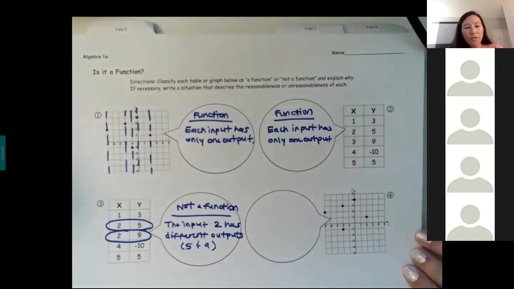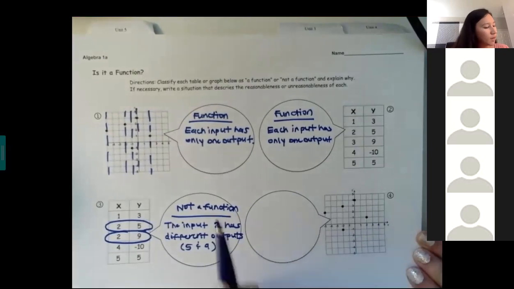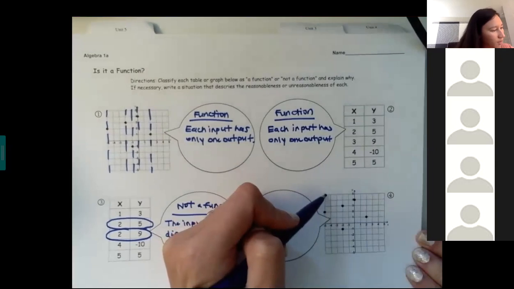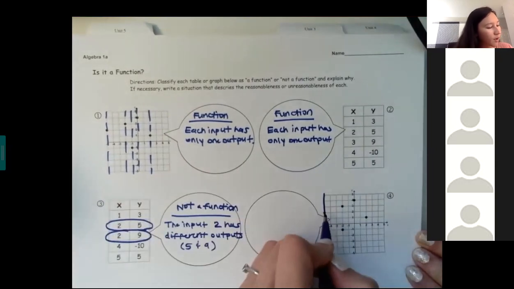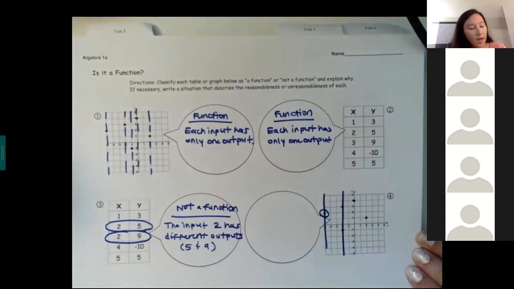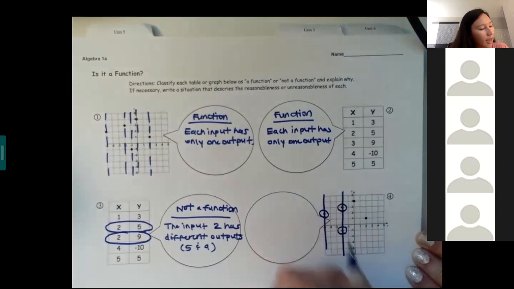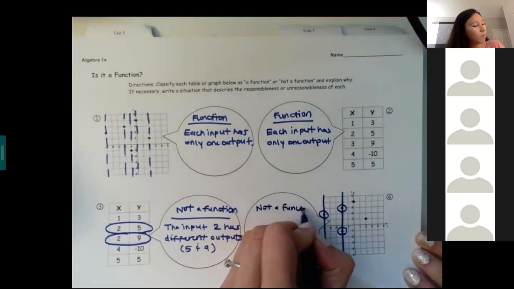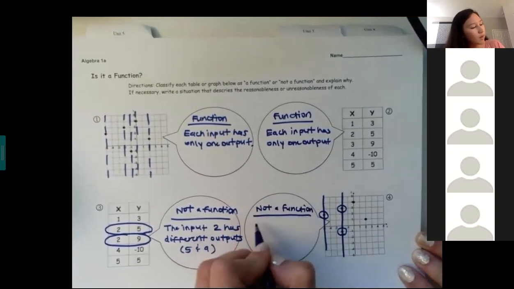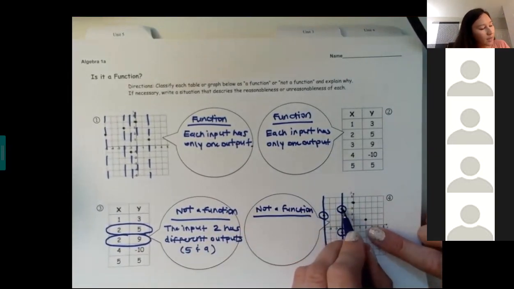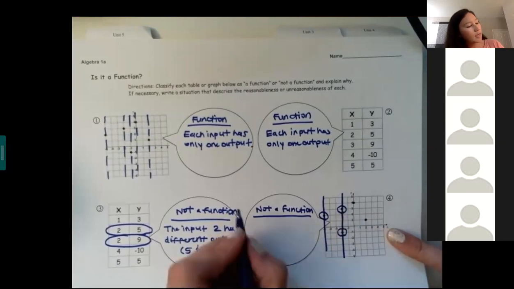And then number 4, we're going to have to use our vertical line test. We can slide our pen through, or you can just draw lines through. If we draw a line through here, it only crosses once. We draw a line through here, it crosses here and here. So we don't have to go any further. That tells us this is not a function, because when x is -2, it has an output of 3 and -1.